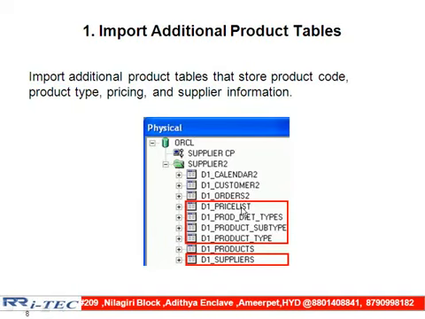In this one I have price information. That is the reason I am importing this one. In this one I have diet information. That is the reason I am importing this one. In this one I have subtype. That is what I am importing. In this one I have type. That is what I am importing. In this one I have supplier name. That is what I am importing.